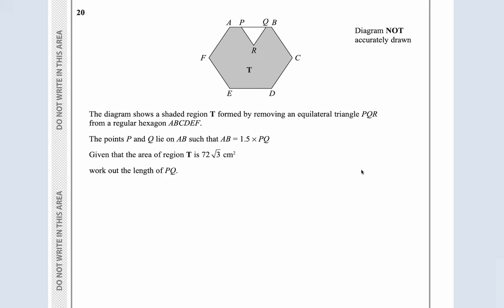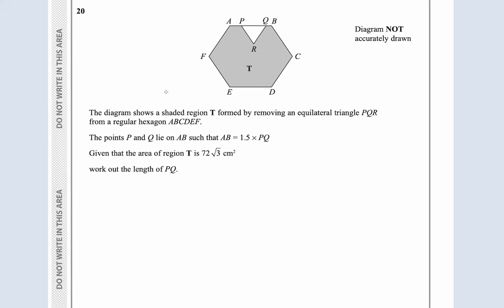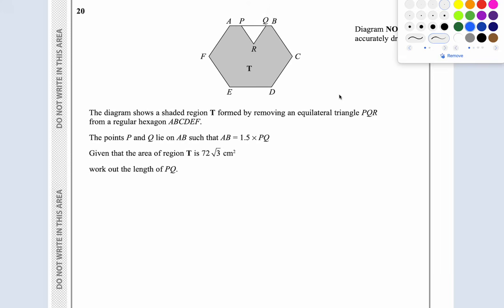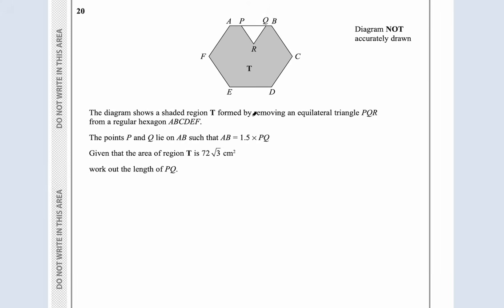Question 20. Okay, so just a word of warning, guys. This question is difficult. Very difficult, actually. So it says, the diagram shows a shaded region formed by removing an equilateral triangle. This triangle has been removed from a regular hexagon. The points P and Q lie on AB such that AB is 1.5 PQ. Now we're going to ultimately find the length PQ.